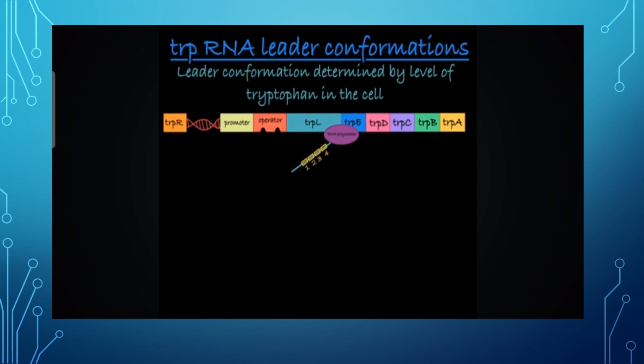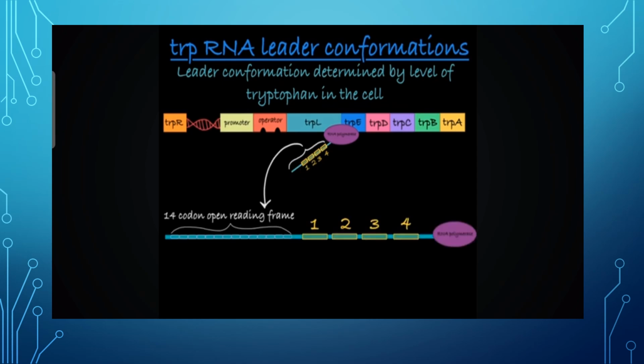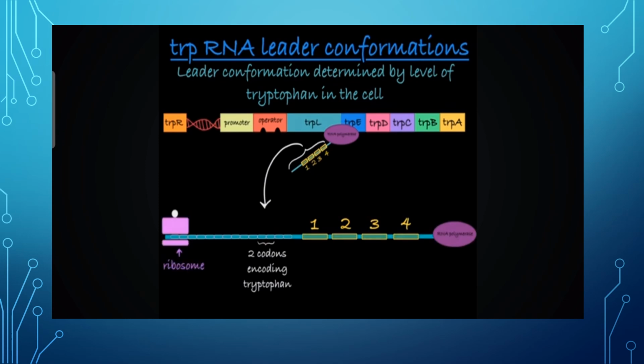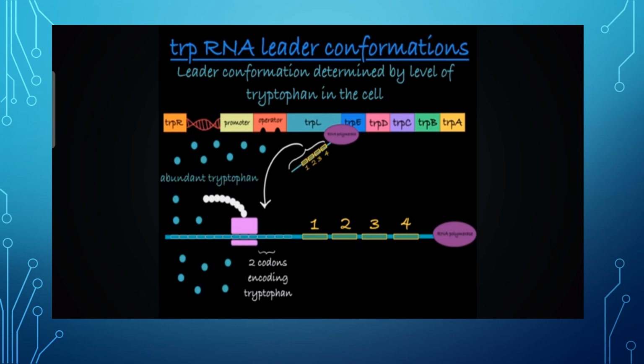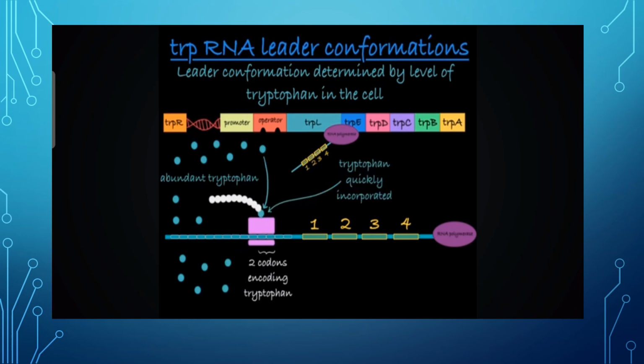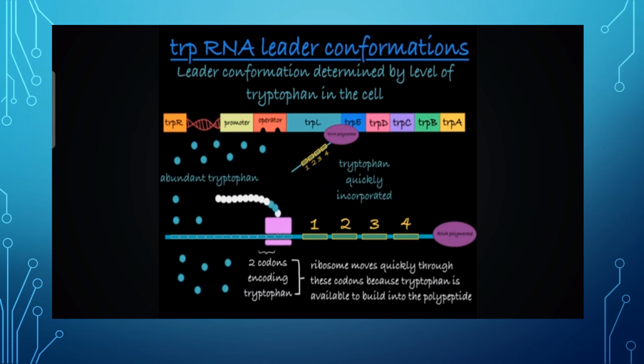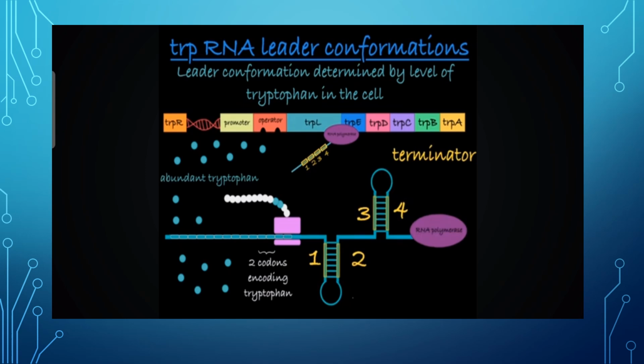Early in the leader sequence, you see an open reading frame that contains 14 codons, 2 of which are codons that encode tryptophan. The speed at which the ribosome will move through this small section of RNA depends on how much tryptophan is available. If there's an abundance of tryptophan, then the ribosome will be able to move quickly through this section, using the abundant tryptophan readily in its translation process. When the ribosome moves quickly, this allows the formation of the terminator hairpin loop, resulting in the attenuated RNA sequence.